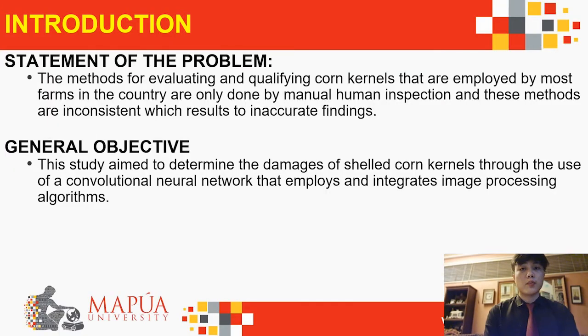Now for our statement of the problem, the methods for evaluating and qualifying corn kernels employed by most farms in the country are only done by manual human inspection, and these methods are inconsistent, which results in inaccurate findings. This is true because most inspectors evaluate each corn kernel individually, which results in inconclusive and inaccurate findings when dealing with large amounts of samples.